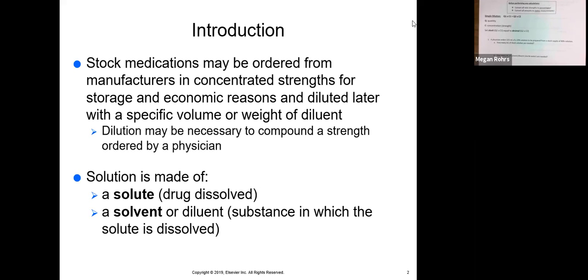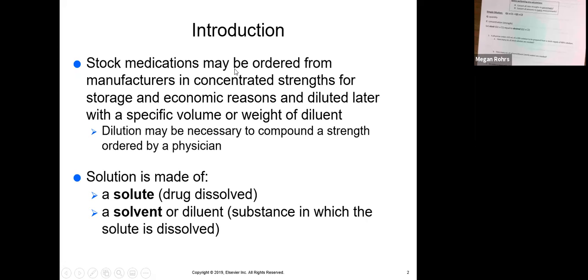So starting out, every solution has what we call a solute and a solvent. So a solute is usually the powdered portion of the drug. It could also be a more concentrated liquid. But regardless, usually the solute has our active ingredient in it. So that is going to be our drug that is being dissolved. And then we're going to dilute that down with what we call a solvent or a diluent. So that is the substance that we use to dilute the solute.